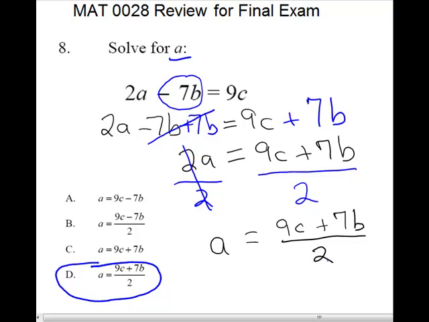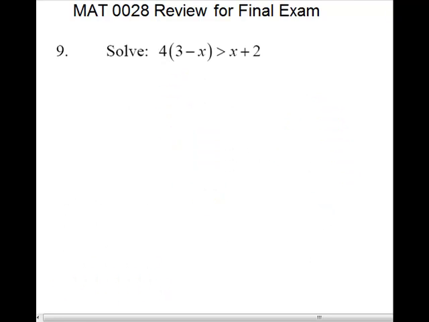If our choice was not there, there is another form you could have. You could have A equals 7b plus 9c. The order could be switched there because it's addition over the 2. That would be an equivalent answer.